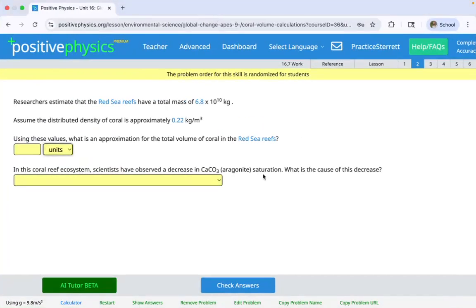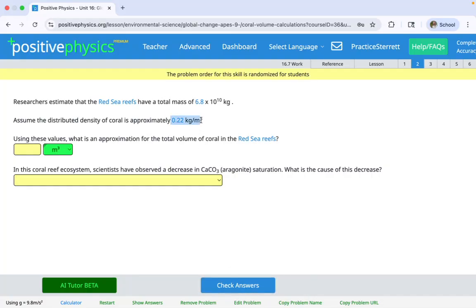Hi everyone. We're going to be practicing volume calculations with corals. And so when you see the units that you're going to choose from, if it's meters, that would be length. Meters squared would be area. So we're looking for meters cubed for the volume in all of these. And in some of them, you're using density.